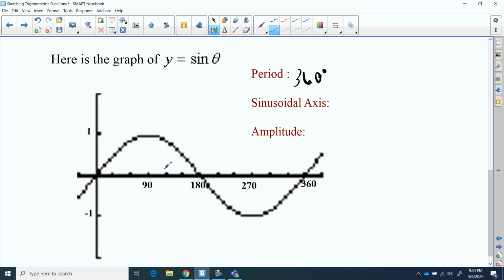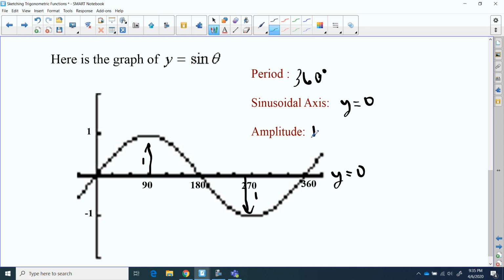The sinusoidal axis, well, it's the actual x-axis right here, because from here up to here is 1, and from that axis down to the lowest point is also 1. So it's already in the middle. Well, that line is just y = 0. So your sinusoidal axis is just the line y = 0. And the amplitude, which refers to how far it is from the middle, or your sinusoidal axis, to either the low point or the high point, in this case, that distance would just be 1 unit. Amplitude is always positive because it's a distance.